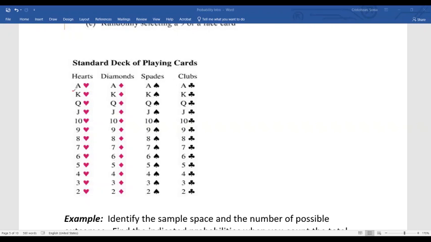So the cards that are called face cards are actually 3 per suit: Jack, Queen, and King. These are the hearts, these are the diamonds, spades, and clubs. A total of 52 cards, 13 in each one of these suits. So let's go ahead and try to solve a problem using this visual.